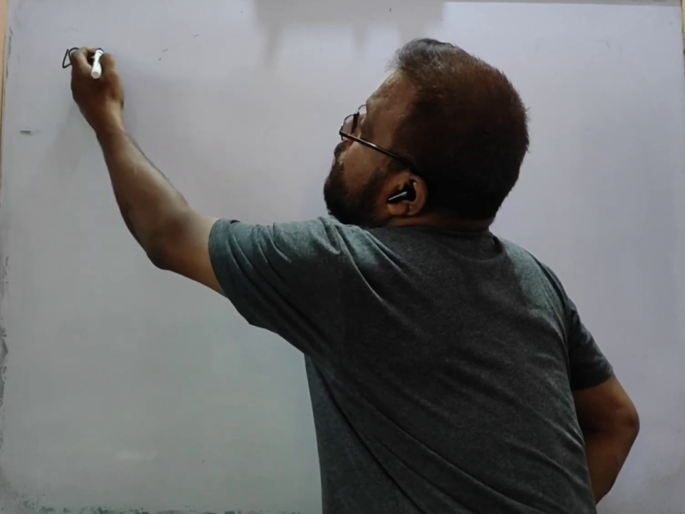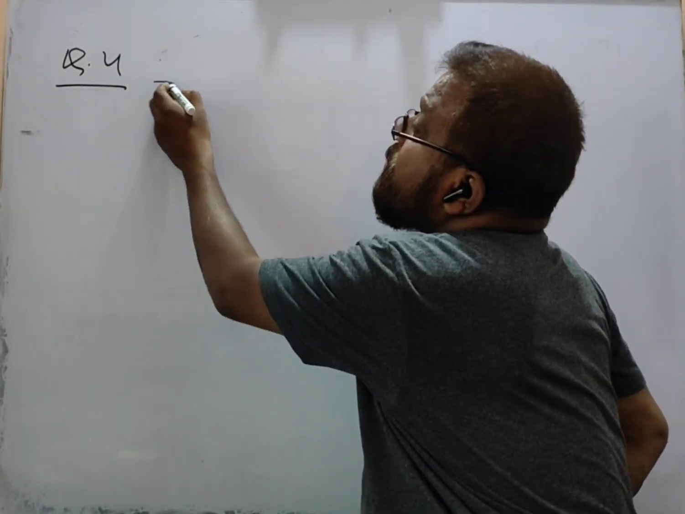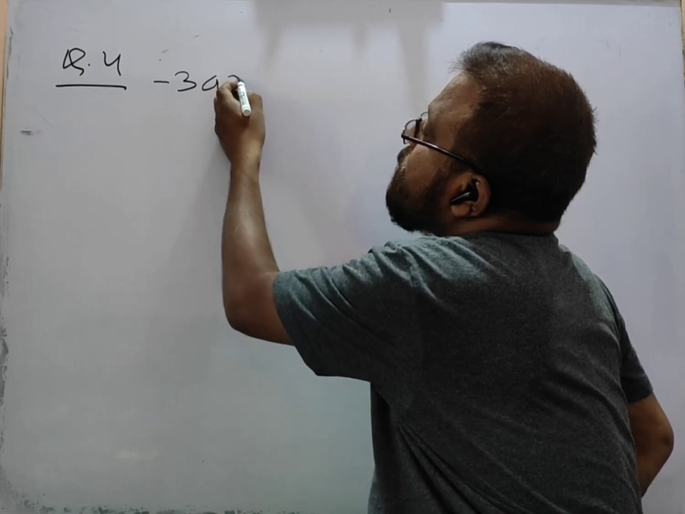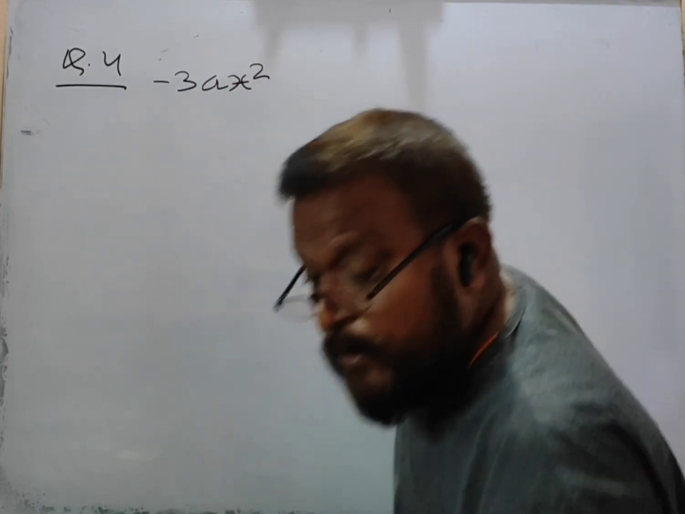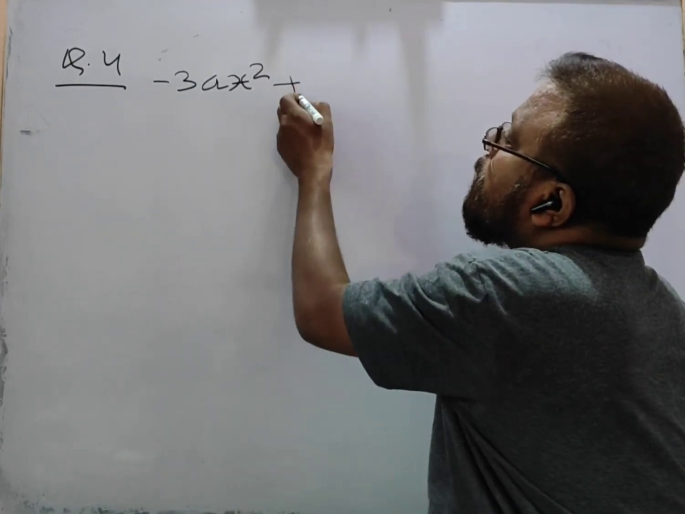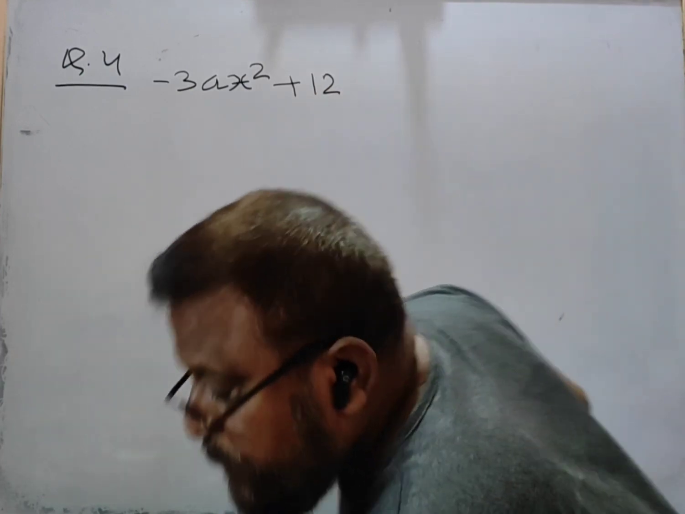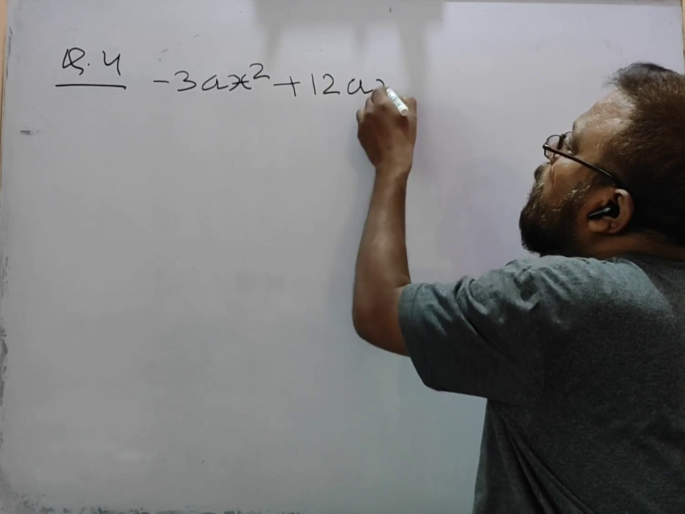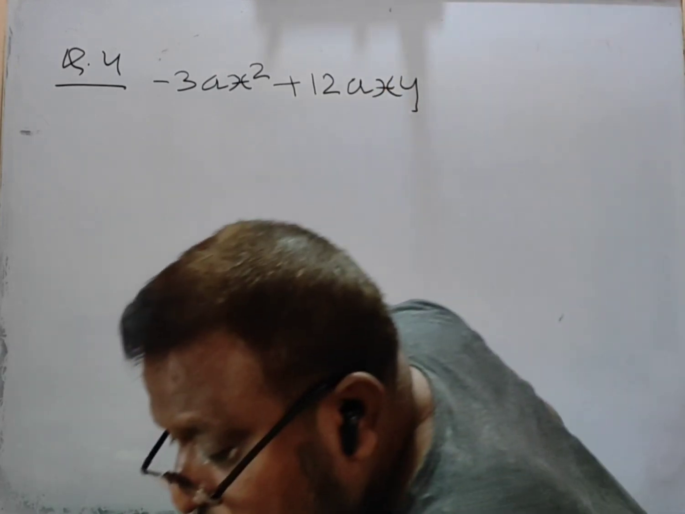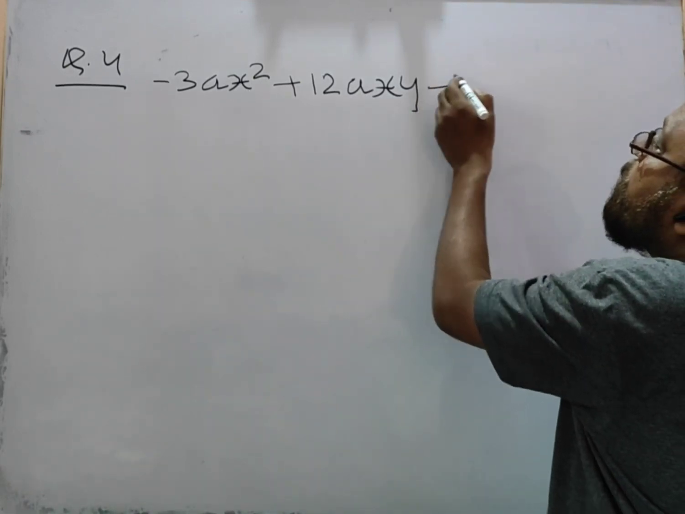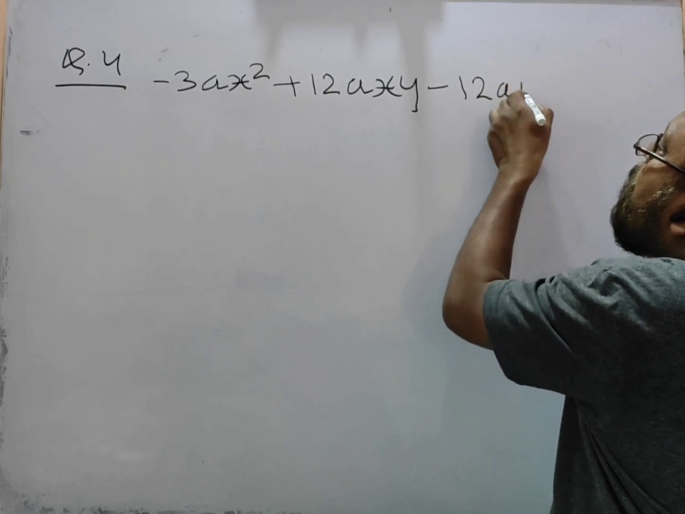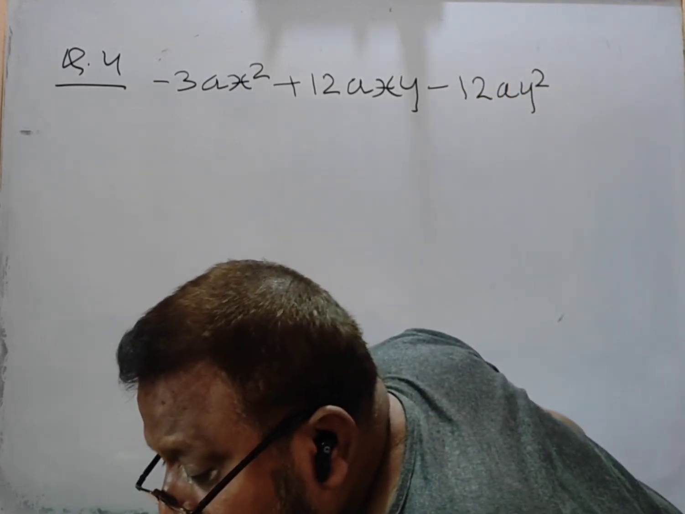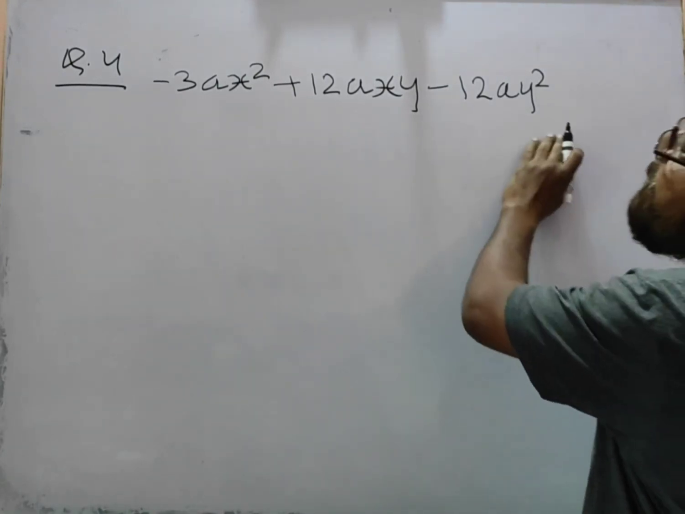Now we have question number 4 with us. Question number 4 is minus 3ax square plus 12axy minus 12ay square equal to. Is it still the question? Yeah, it ends over here.